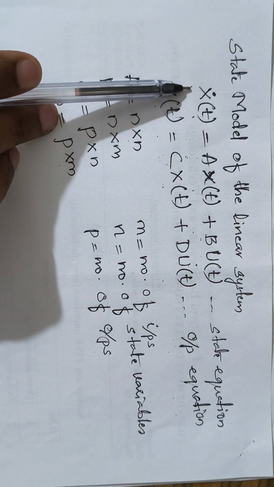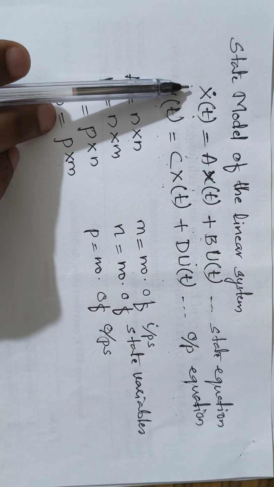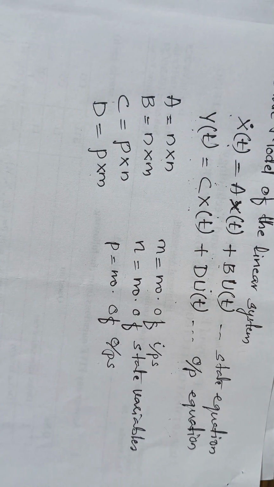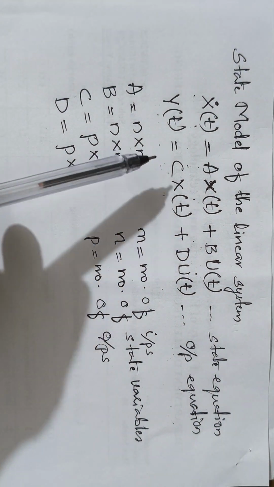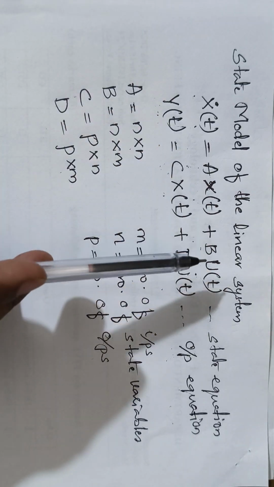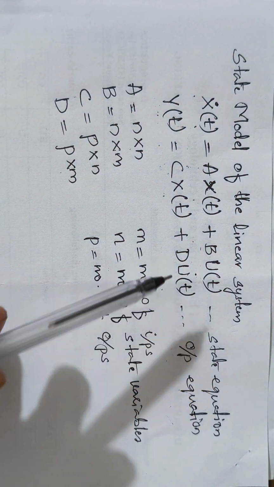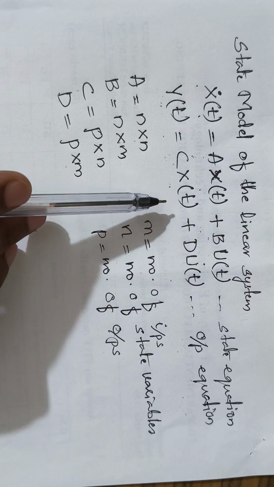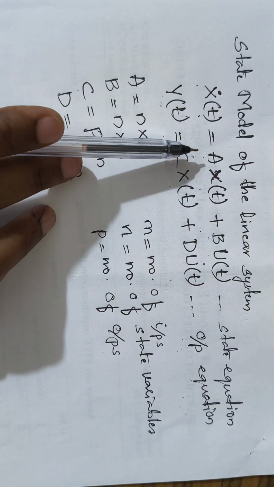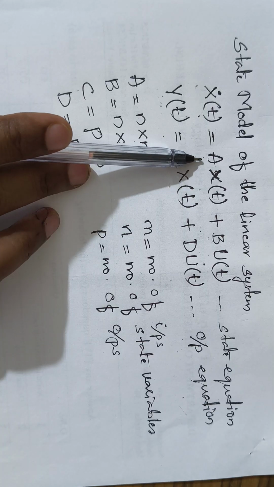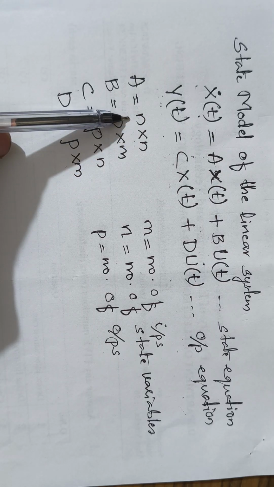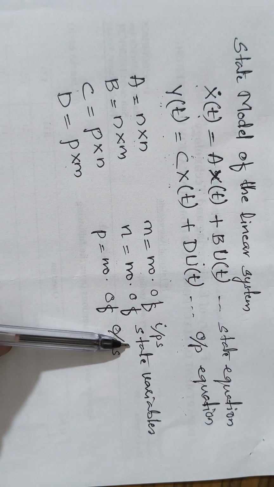Now here, x dot of t, sorry, x dot of t is not the state variable, x of t is the state variable. And y of t is nothing but the output, u of t is the input. Now A, B, C and D are nothing but the matrices, where A is called the system matrix or the evolution matrix, whose order is n cross n. N is nothing but the number of state variables which we'll be using here.